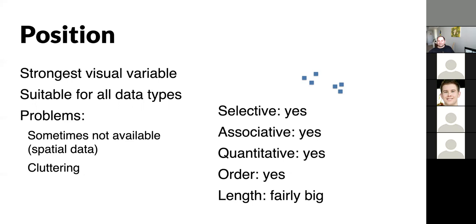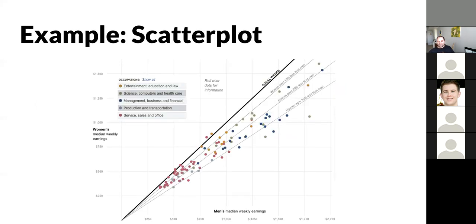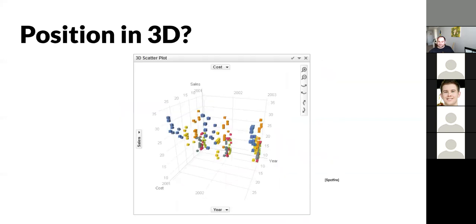But position is selective, associative, quantitative. It is ordered and we have a fairly big vocabulary. So the typical example is the scatter plot. Here is an example that shows you the average earning of men and women for different jobs. This is all interactive. You can go to the chart when I upload the slides, and you can click on these or hover over these points and see what exact profession that is.